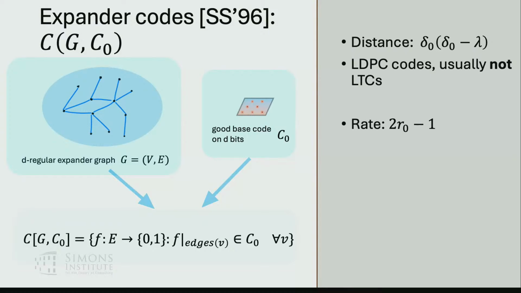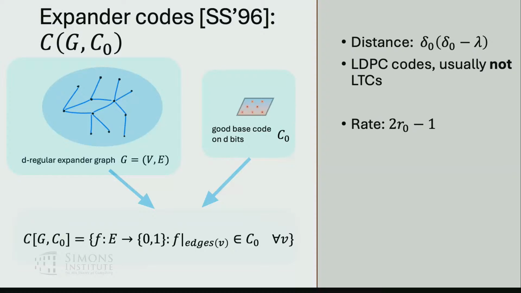Okay, what about the rate of these codes? This is going to be very interesting for this talk, really caring about the rate. The way we prove rate for these codes is just by counting constraints. We see how many degrees of freedom we have. We have E edges, so that's the number. And we see how many linear constraints we have. For every vertex, we have some number of constraints for C0. And if the total number of constraints is smaller than the total number of degrees of freedom, we have rate.